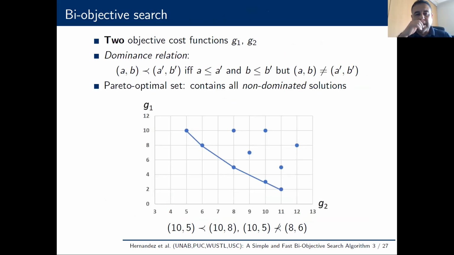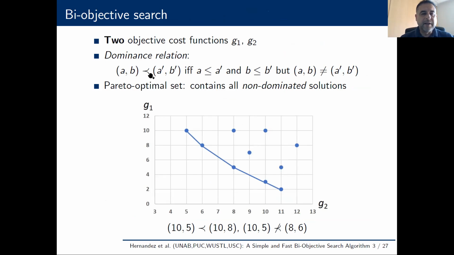In bi-objective search, we have two objective functions, G1 and G2. For instance, in this plot, these two functions represent solutions that have two costs, G1 and G2. Here in the plot, the points are several solutions. For instance, here we have a solution with a value of 10, 8.